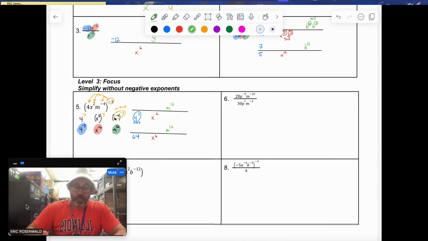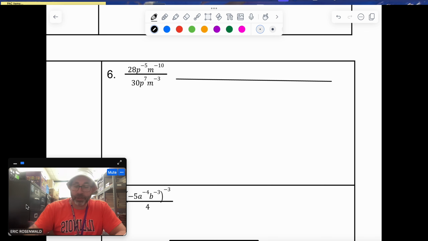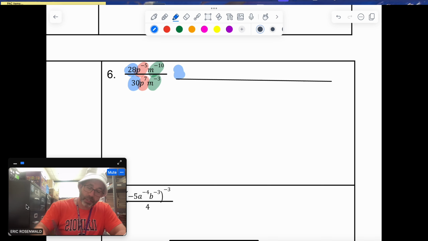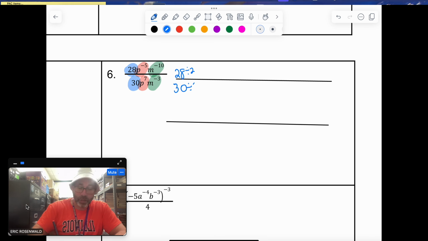Okay? A couple more here. Number 6, we have no distribution because there's no power raised to a power. So let's go ahead and just start setting up each problem and simplify each one of these parts. So the 28 and the 30 is going to be its own thing. The p's will be their own thing, and the m's will be their own thing. So we got 28 over 30. Can that reduce? If we throw that into our calculator here, 28 divided by 30, I can divide each of these by 2. And we're going to get 14 over 15.